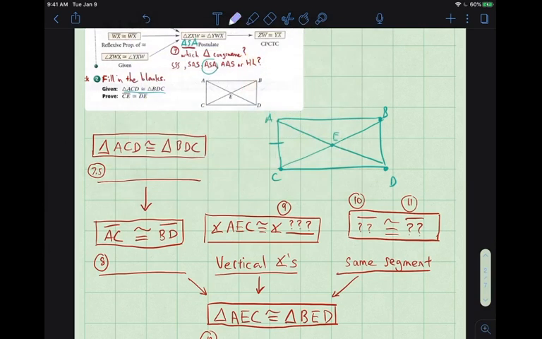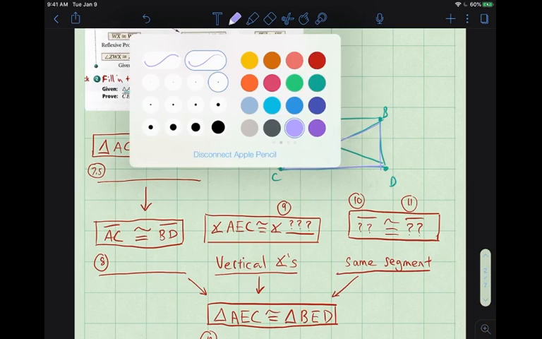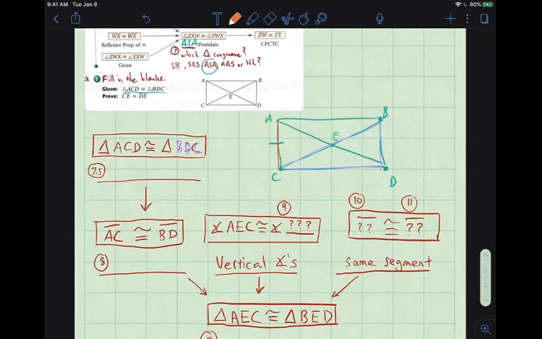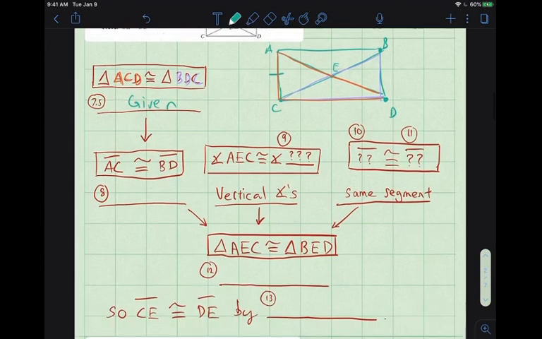let's see, purple. Okay, so there's the purple one. To help you see it, that's BDC. Maybe an orange. There's your second one. ACD. What's the reason here? That's given from the problem. And then our goal is to try to prove this thing.